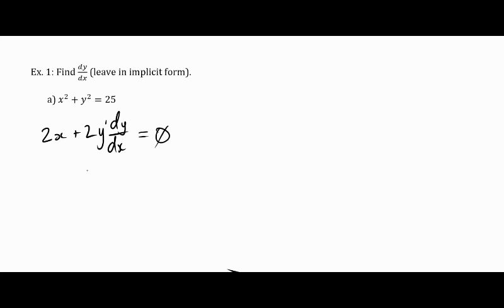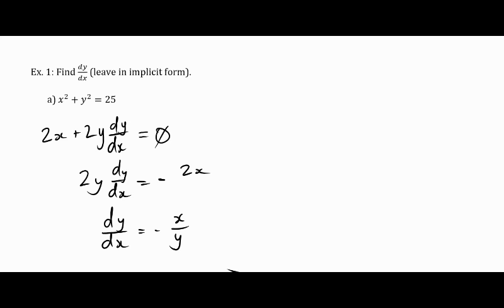So I'll move the 2x over, and I get 2y. I should move that. It looks like y prime. It's y to the 1. 2y dy by dx equals negative 2x. And then divide both sides by 2y. And I get dy by dx equals negative 2x over 2y, which is just negative x over y. That's the derivative with respect to x in implicit form of the circle.